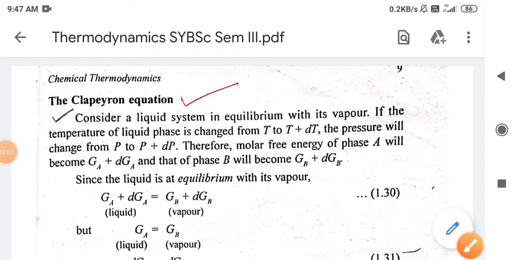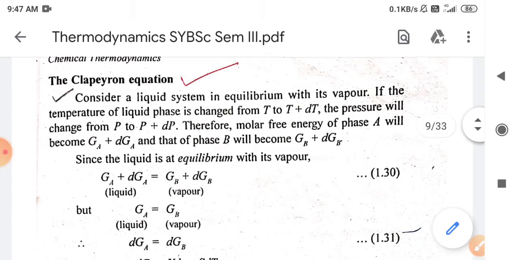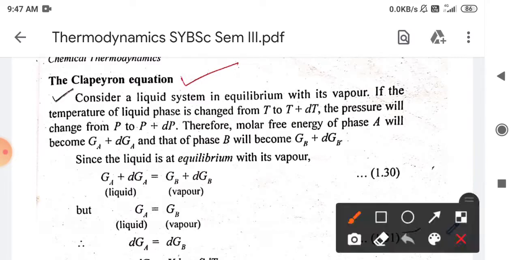So previously we have seen the variation of vapor pressure with the temperature. Mathematically we can correlate this variation of vapor pressure with the temperature by using the Clapeyron equation. For the derivation of the Clapeyron equation, he has considered the two phases, that is vapor phase and liquid phase, and the change in Gibbs free energy due to change in the temperature for the given two phases. It has been correlated by using this Clapeyron equation.